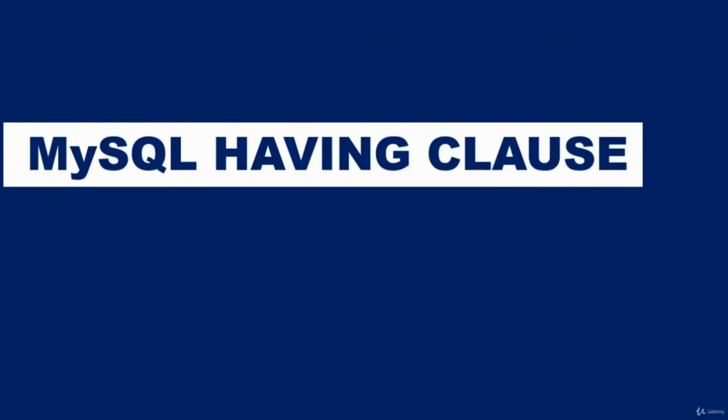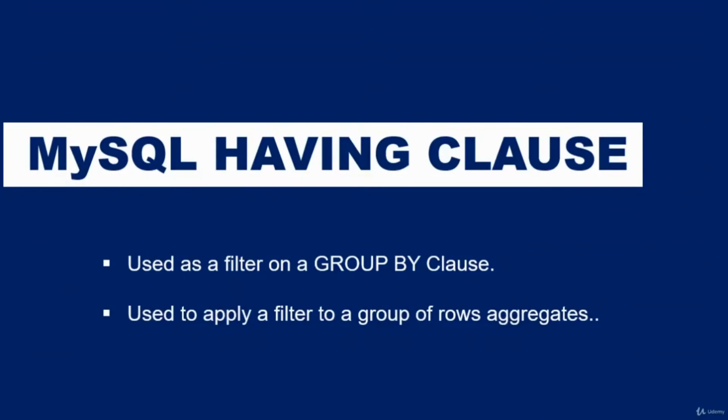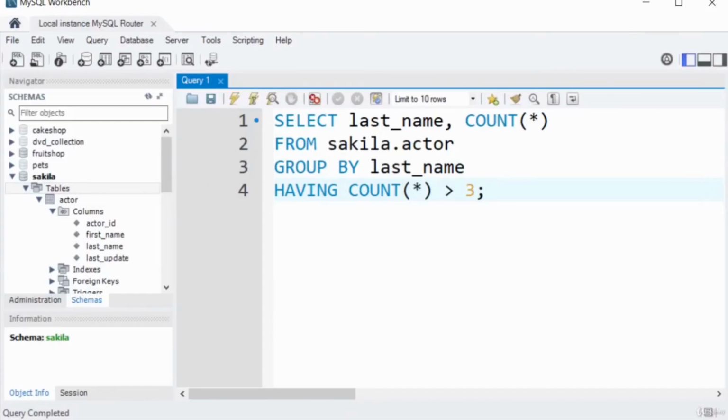The having clause can be used as a filter on the group by clause. It is used basically to apply a filter to a group of rows or aggregates. This is in contrast to the where clause, which is applied before the group by clause. Let's take a look at the query I have in the query editor here.